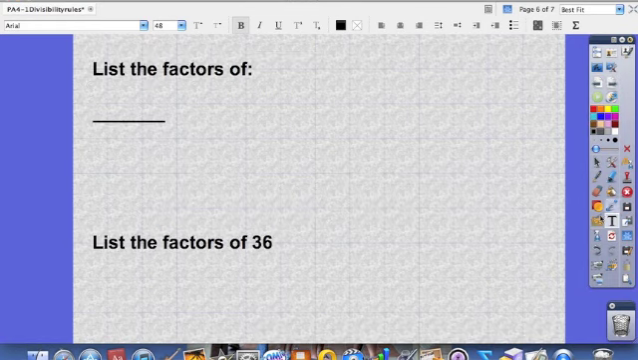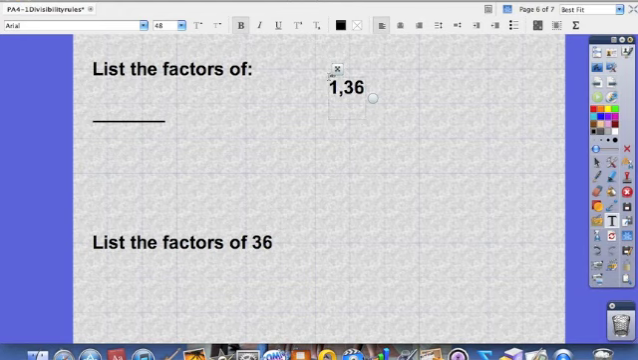Let's look at another example. Sometimes you will be asked to list the factors of a number. How would I list the factors of 36? This is the way I recommend to my students. I start with 1 and 36. Always start with 1 and the number you're trying to find the factors of.